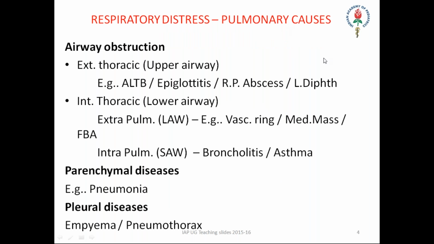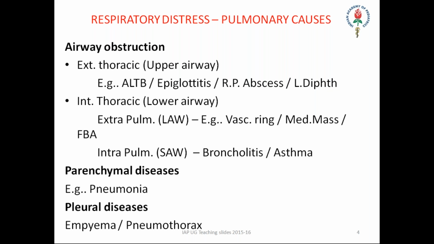Coming to the pulmonary causes of respiratory distress in a child, you will divide it broadly into airway obstruction causes, parenchymal diseases and pleural diseases. Airway obstruction can be extrathoracic or intrathoracic. Extrathoracic is like the upper airway part.